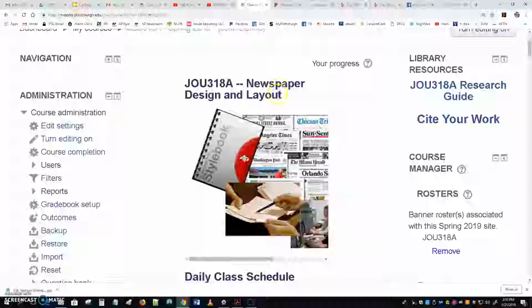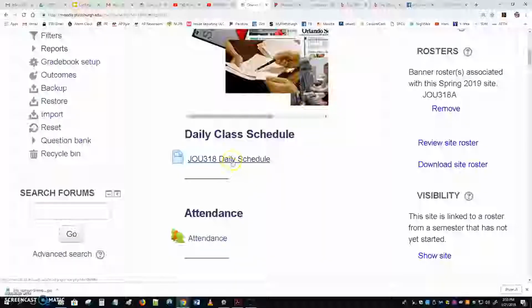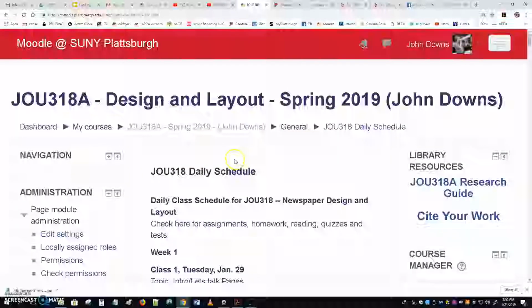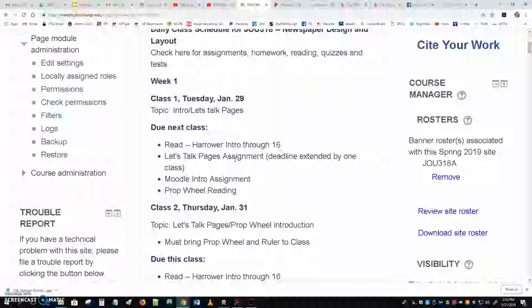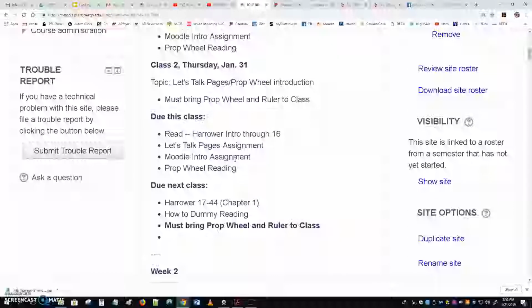So as usual, let's go ahead and look at the schedule, which is the first link on the page. And here we are. Let's see where we are. We are in class 2, Thursday, January 31st. Okay, the topic is talking pages, and a proportion wheel introduction is also going to be an introduction to dummying. And there is a note: must bring proportion wheel and ruler to class.